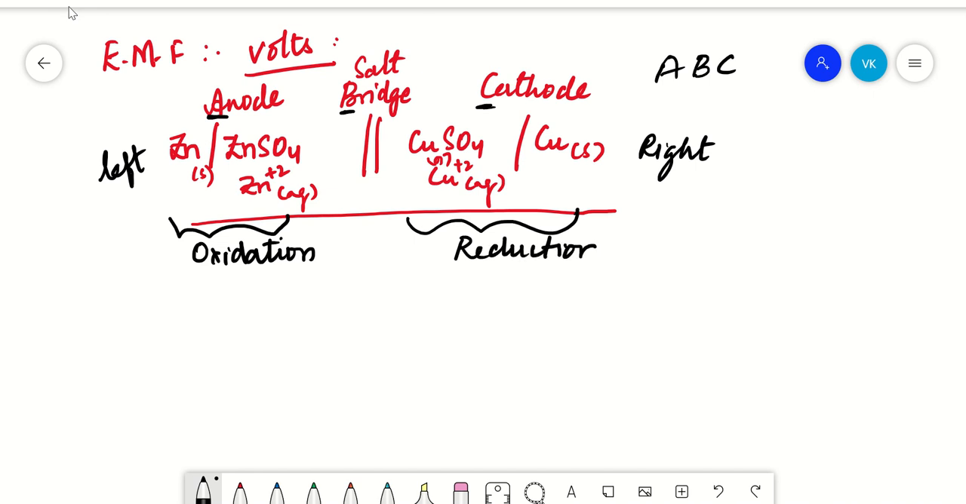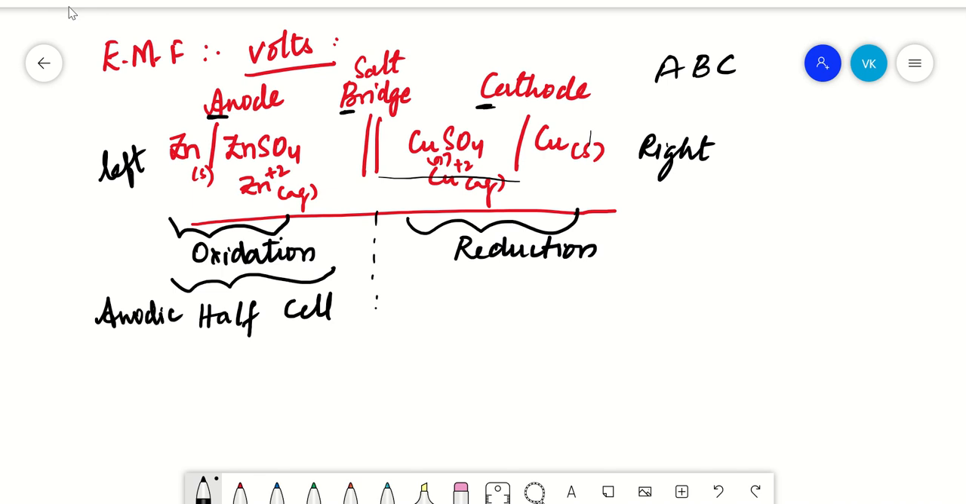Just remember all these as I am writing it. And then what is this half cell called? Anodic half cell or oxidation half cell. This complete thing is called your complete cell, right? If you take only till here, then we call this your half cell. This is the oxidation half cell or anodic half cell. And this is called your reduction half cell or cathodic half cell.